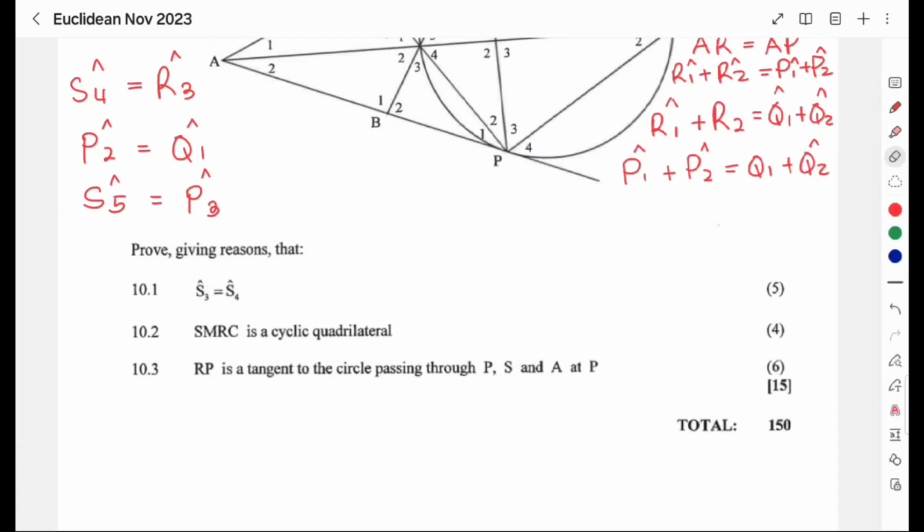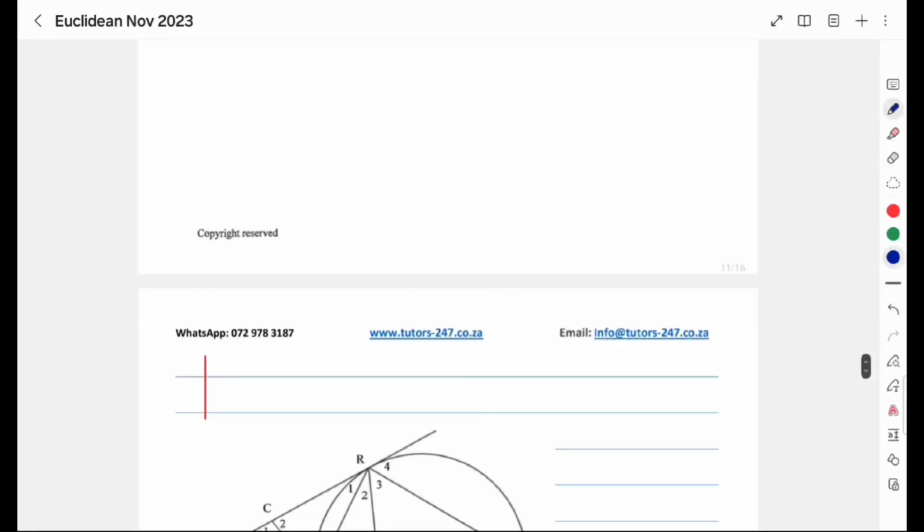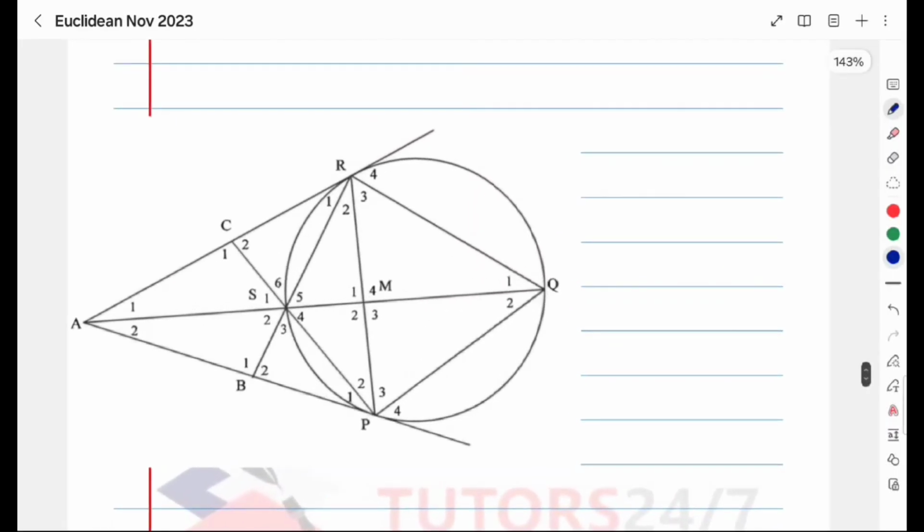Now, please take note that when you are trying to prove that angles are equal, you're going to find out what is the first angle equal to on its own, what is the second angle equal to on its own, and then find a way to connect them. So we are going to find out what is S3 equal to. Then we are going to go and find out what is S4 equal to, and then try to connect them. So this is question 10.1. So I'm going to start with S3.